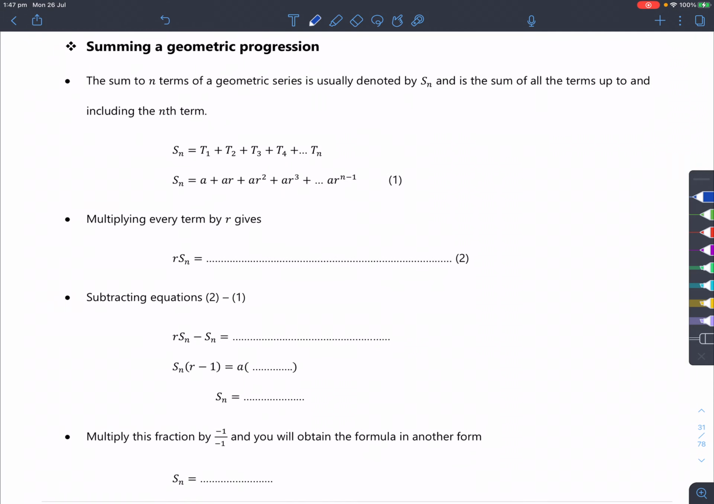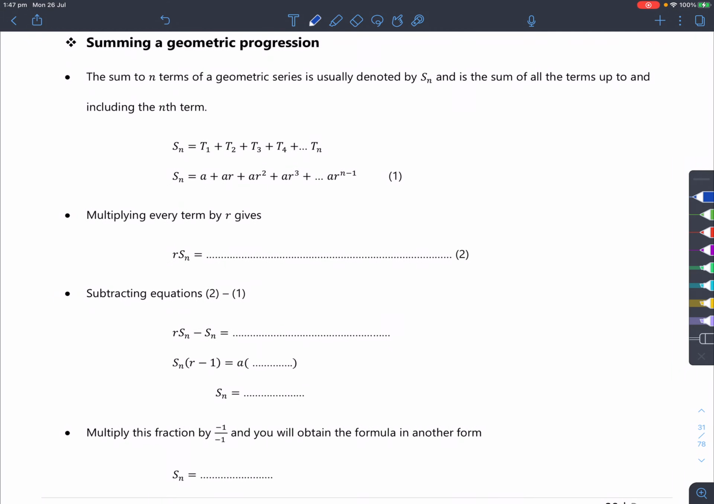Now we're going to do summing a geometric progression. So we learned how to find out a term. Now we have to sum up more than one term. So given that Sn, like before, is the sum of n terms here, right? Term 1 is A, term 2 is AR, and term 3 is AR squared, and so forth. Because these are all generated from Tn being AR to the power of n minus 1, where n equals 1, 2, 3, 4. Okay?